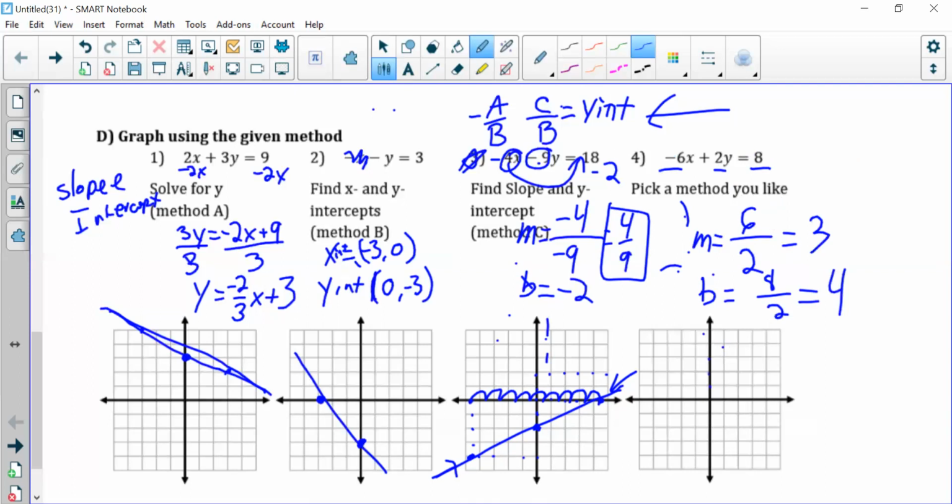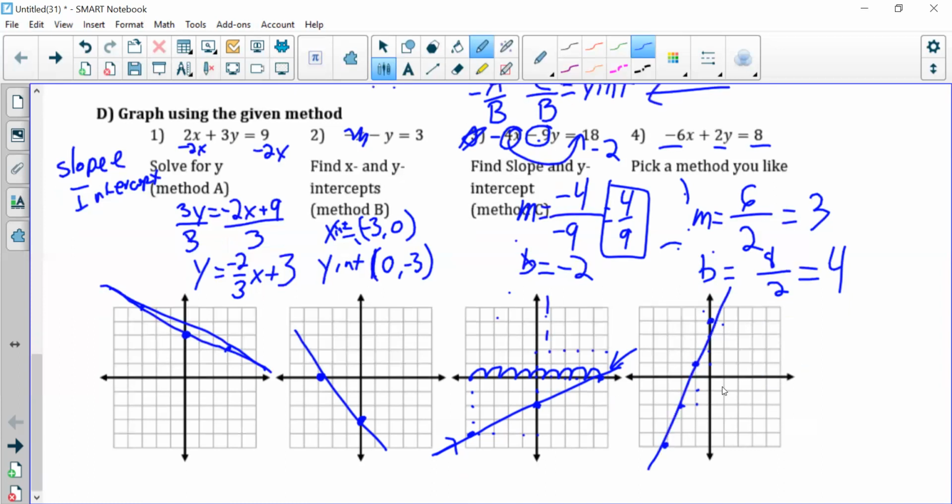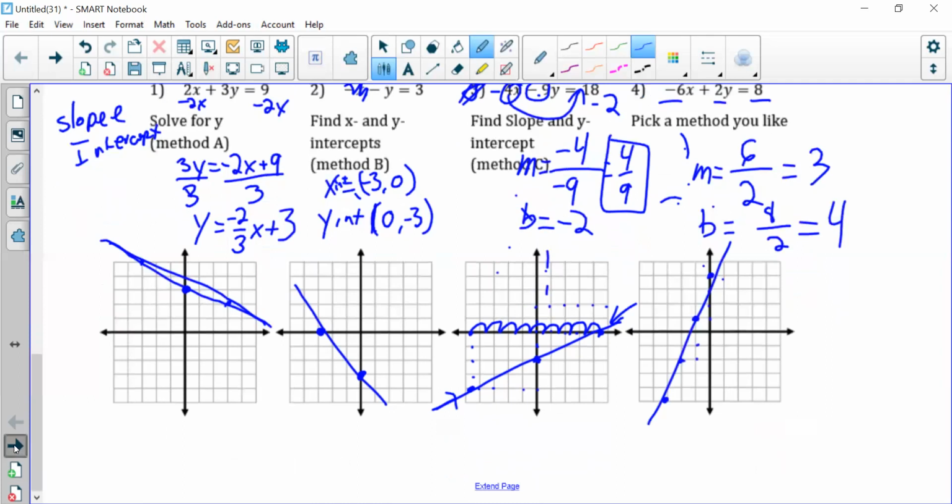1, 2, 3, 4. My slope is 3. I can't go up 3 and right 1, so I'm going to have to go down 3 and left 1. Down 3, 1, 2, 3 and left 1, down 3 and left 1, and then I draw my line. If you like to put it in the slope-intercept form, that is absolutely fine. Whatever way works best for you.